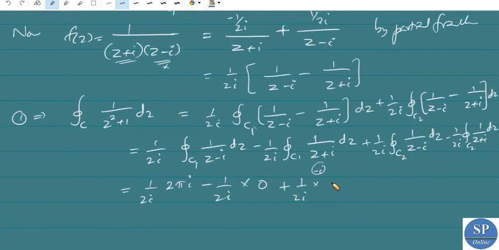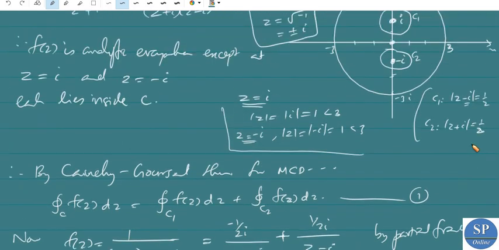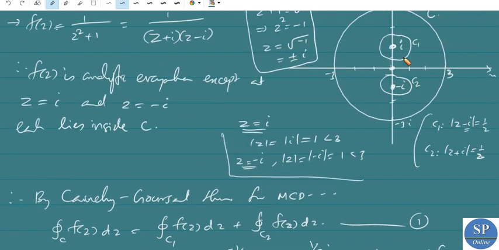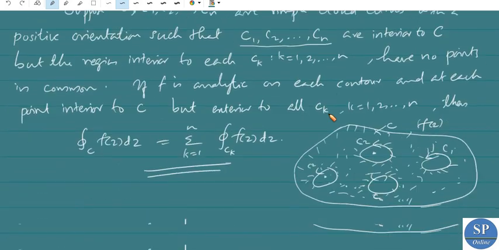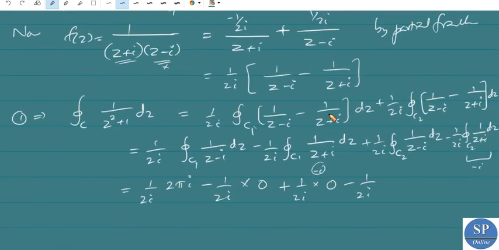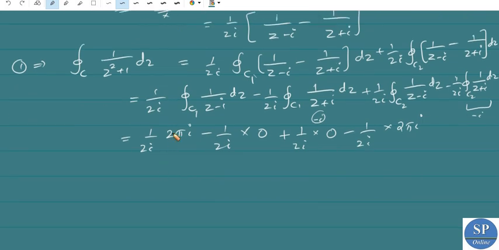By Cauchy's theorem this is 0, and minus 1 by 2i into the integral of 1 by z plus i, and z equal to minus i is the singular point, and z equal to minus i lies inside C2. So by using this result, this is 2 pi i. So this is minus 1 by 2i into 2 pi i. Okay, so this is the answer. So 2 pi i by 2i, that is 2. Here is 0, 0 minus, here also 2 pi i by 2i, this is also 2. So the answer is 0 here.